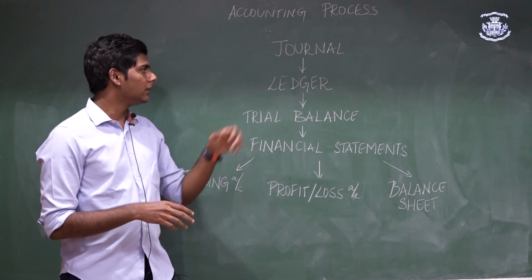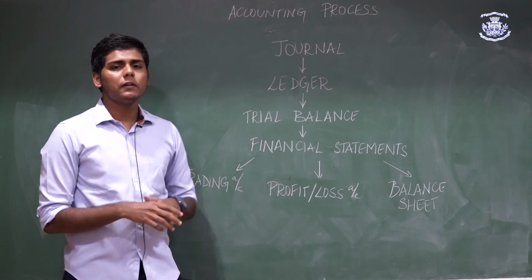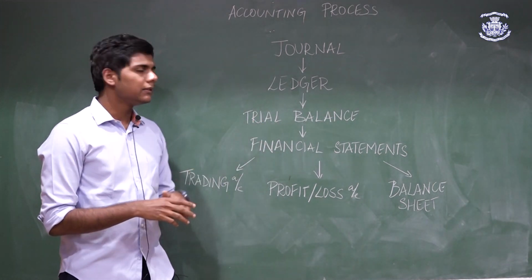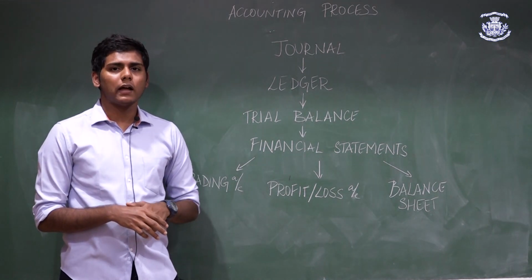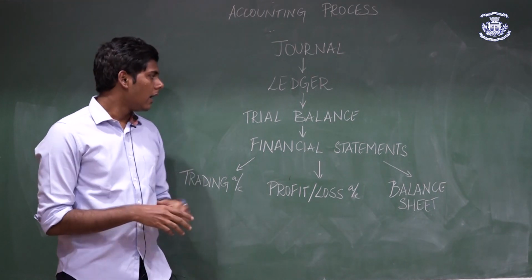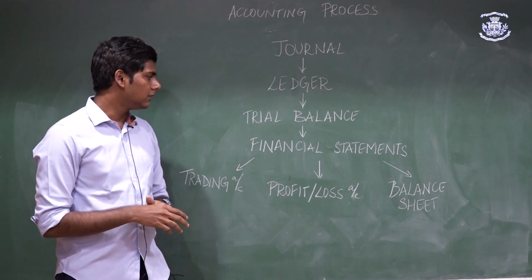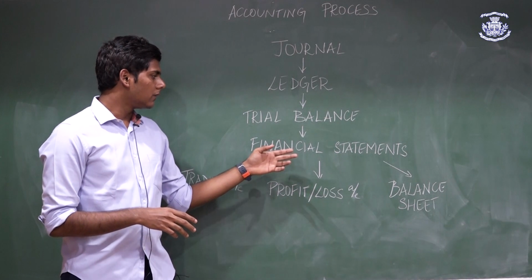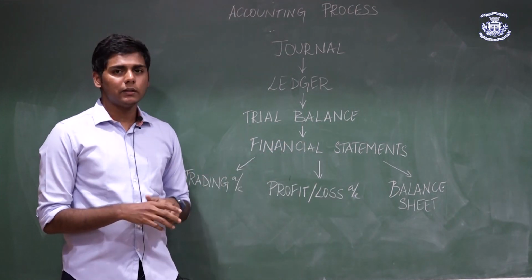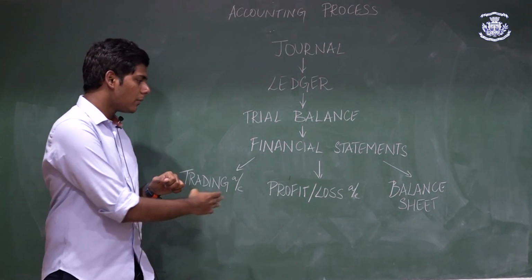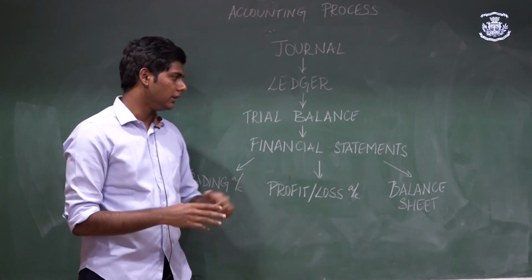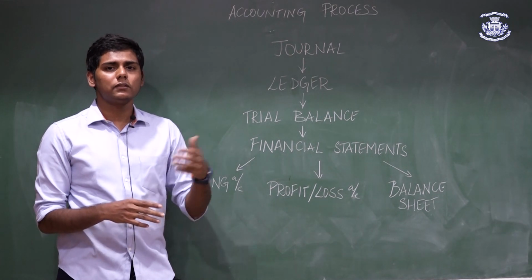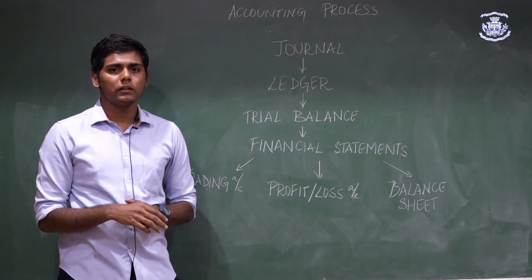And once it's posted in the ledger, we will use the different balances in the ledger accounts to form the trial balance. The trial balance is usually made to check the arithmetical accuracy of our balances. Once our trial balance tallies, we will use it to prepare the financial statements. The financial statements are split into three parts: the trading account, the profit and loss account, and the balance sheet. It is these three statements that will be released to the public for our final communication.